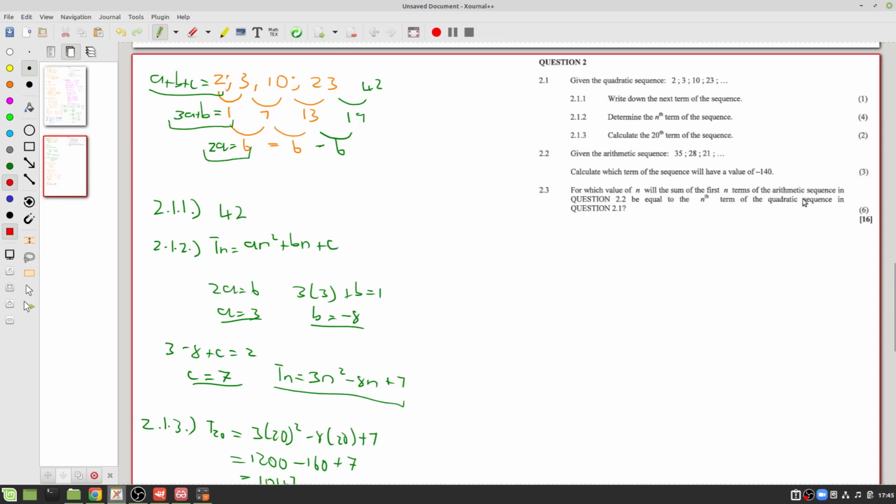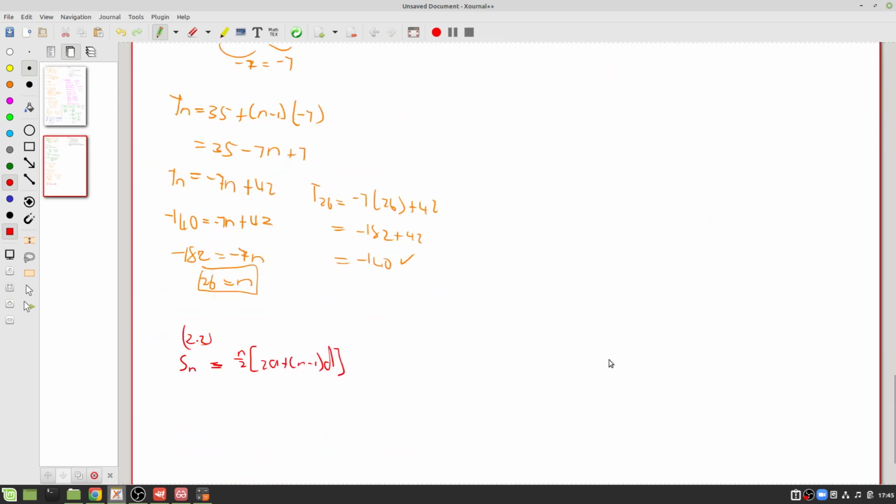Sum of the first n terms of the arithmetic sequence. Okay, now be equal to the nth term of the quadratic sequence. So the nth term of the quadratic sequence, the quadratic was question 2.1, and that's a n squared plus b n plus c, right, for the nth term. So we want to say, where will these two things be equal? Okay, so all we need to do is set them equal to each other and solve for n.